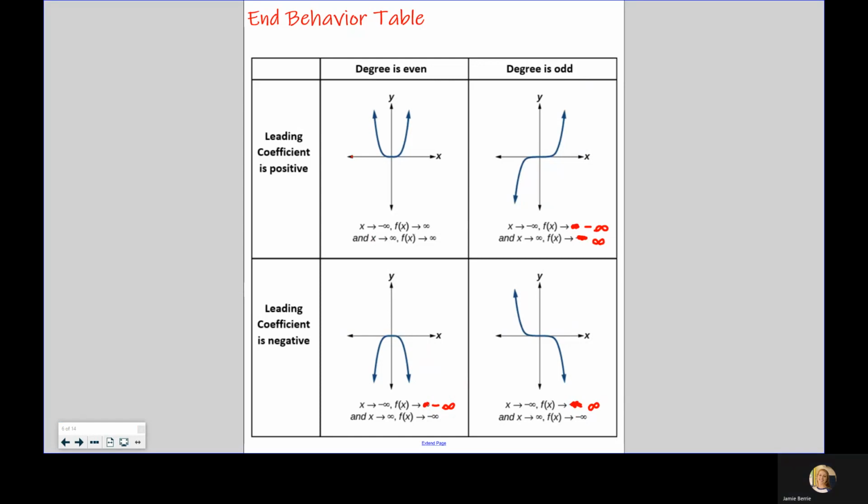Okay, so we use this table to help us figure out what the graph is going to look like for complicated polynomials. So all we have to do is make sure the polynomial is in descending order, identify what the degree is, identify if the leading coefficient is positive or negative, and we can get an idea of what the graph will look like. All right, so let's look at some examples where we're going to use the end behavior table.